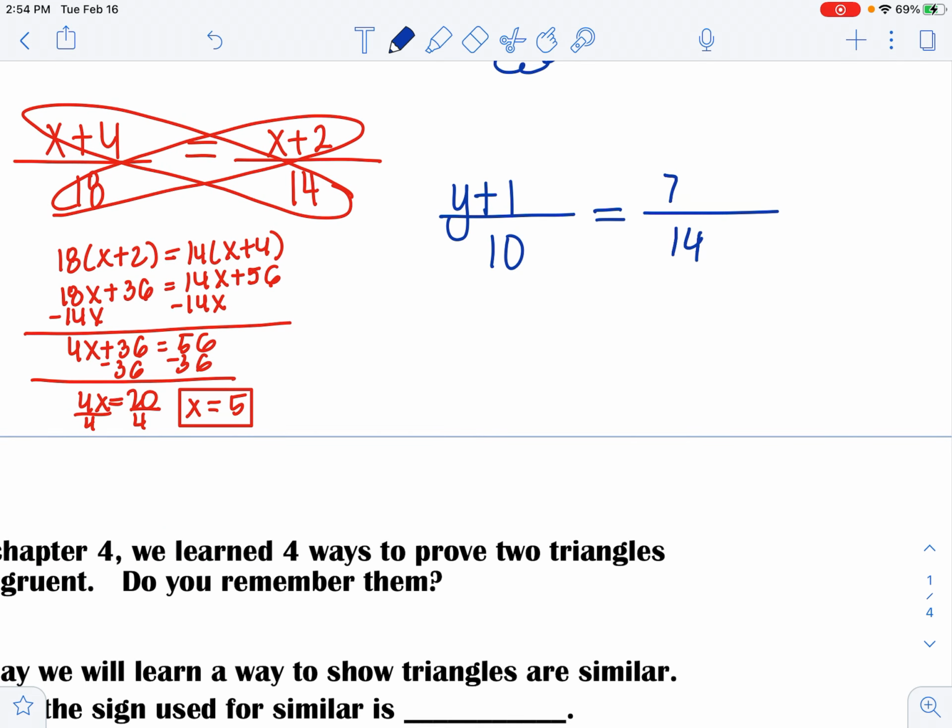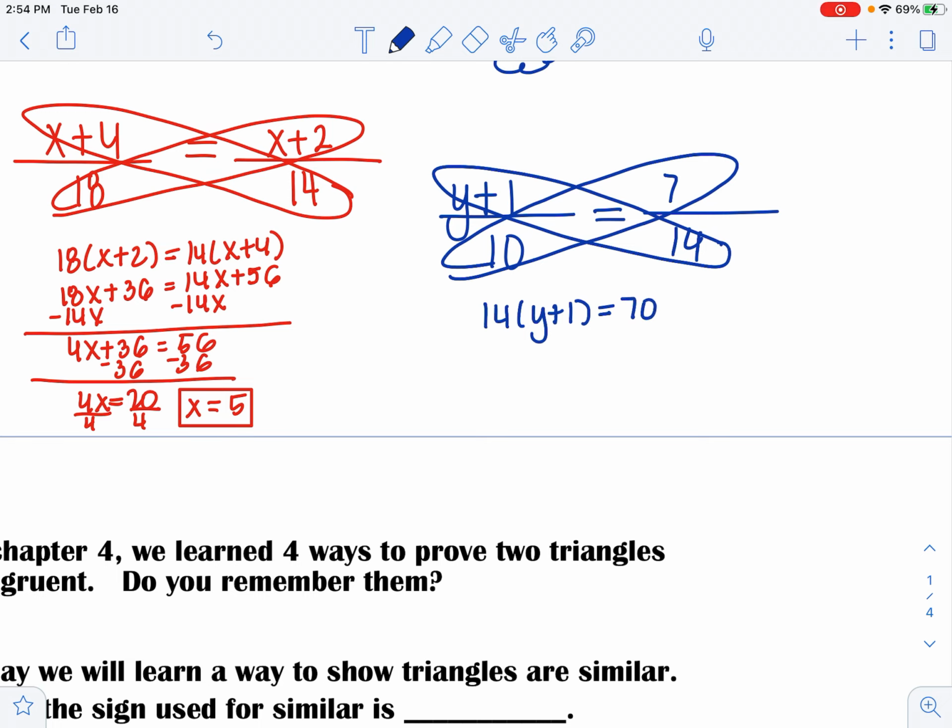But notice that 7 over 14 is a half, and so is 9 over 18. So it would have given me the same answer when I'm done cross multiplying. 14 times y plus 1 is equal to 70. Distribute, 14y plus 14 equals 70. Subtract 14. 14y is equal to 56. Right? 70, 60, 56. Yes, divide by 14. And y is equal to 4.